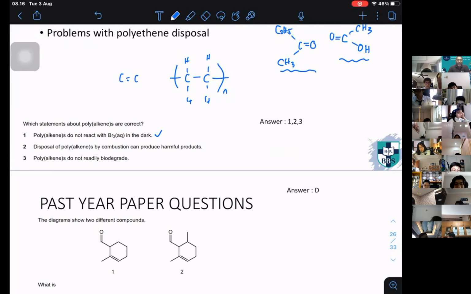And then disposal by combustion can produce harmful products. Yes, correct. One of the reasons that we don't burn polyalkene, like PVC. PVC is an example of polyalkene. When you burn them, they do give you harmful and toxic gas, so we don't burn PVC. And then polyalkenes do not easily biodegrade. Yeah, because of the presence of single bonds, they are saturated. Saturated means cannot add any bonds. No bonds can be broken. So they are not readily biodegradable. They are unreactive. So therefore, the answer is going to be 1, 2, 3.